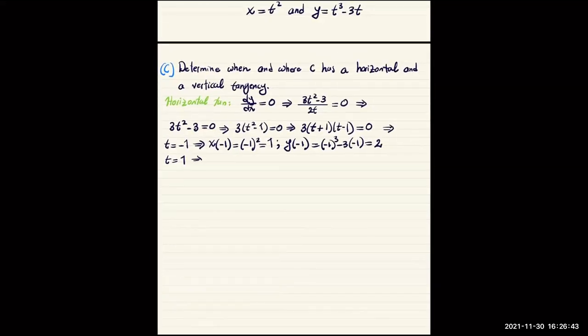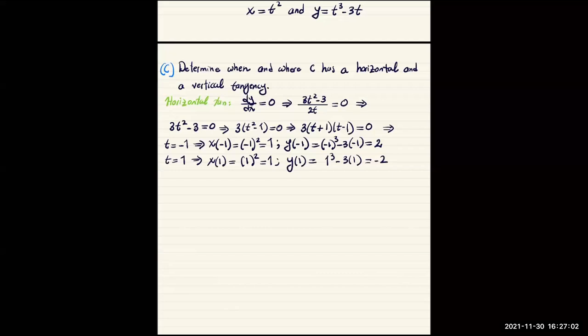Likewise, when t is 1, x is going to be just 1 squared, which is also 1. Y at 1 is 1 cubed minus 3 times 1. That's equal to -2.